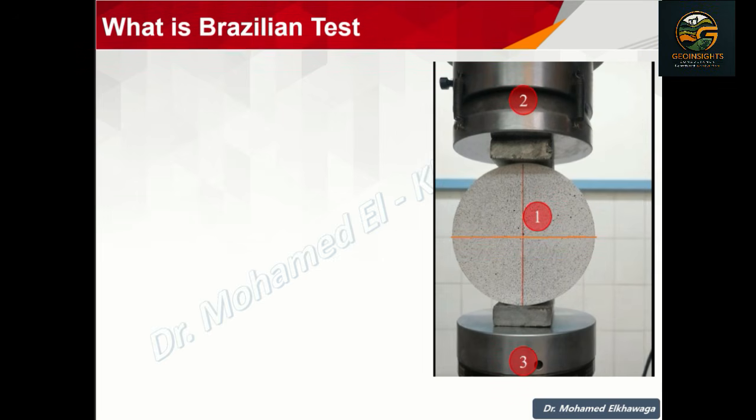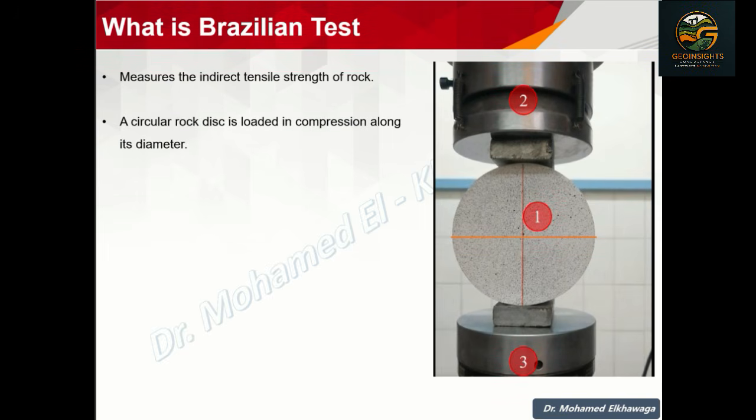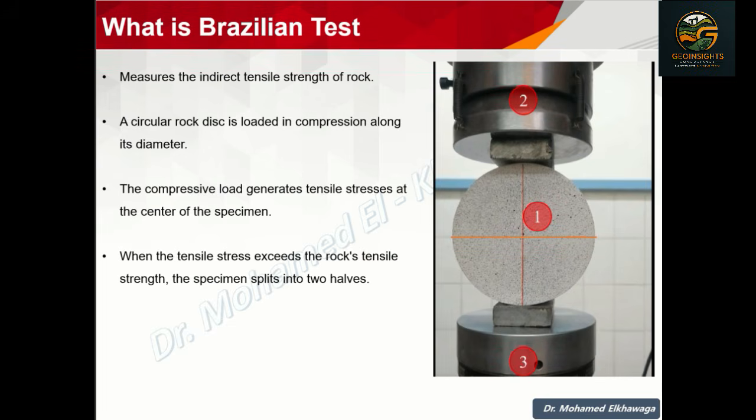The Brazilian test is one of the most common laboratory methods for measuring the indirect tensile strength of rocks. In this test, a circular rock disc is placed between two loading platens and compressed along its diameter. Although the applied load is compressive, it creates tensile stresses at the center of the specimen because of the internal stress distribution. As the load gradually increases, the tensile stress also increases.